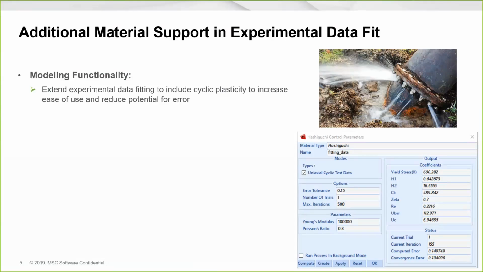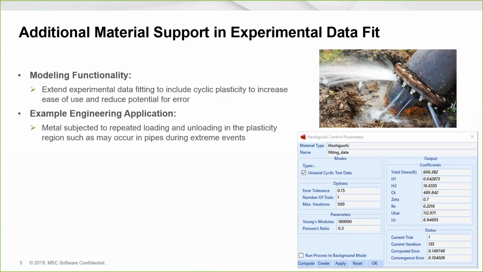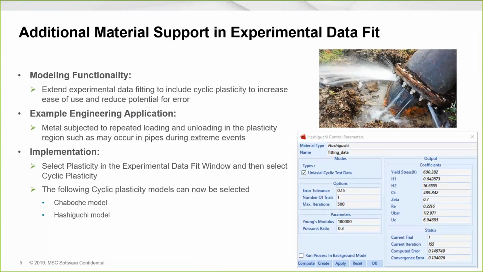So right now what we've done is we've included cyclic plasticity models now in the experimental data fit. The idea is that that will make it easier to use and reduce any potential for user error on the input side. Cyclic plasticity, I probably don't need to explain to most people why it's important, but we do see it a fair amount. The implementation is very straightforward. You just select the plasticity in the experimental data fit window, and now you'll have an option for cyclic plasticity. And now we support both the Chaboche and the Hashiguchi model.